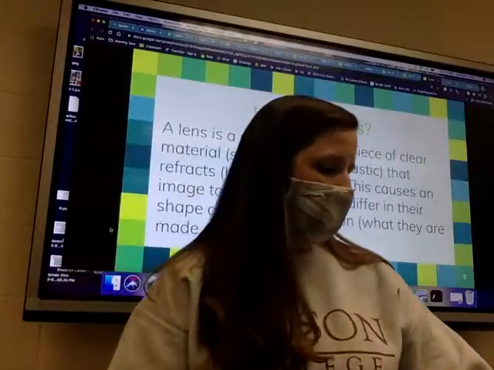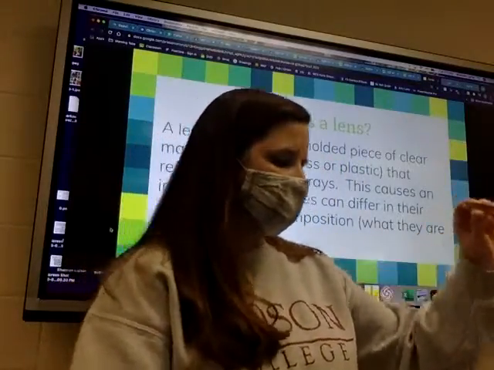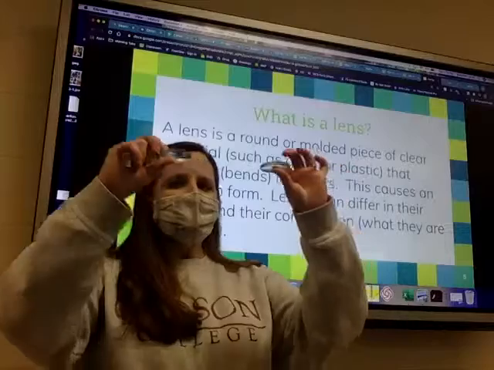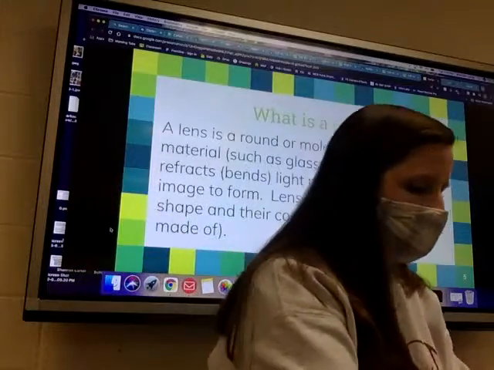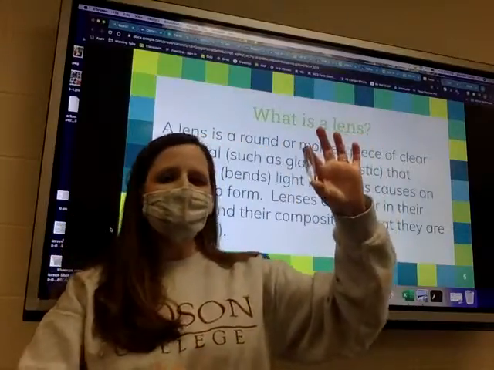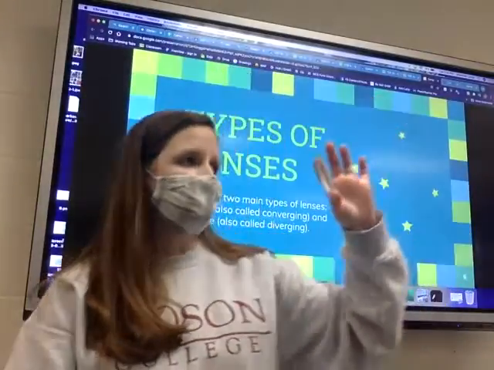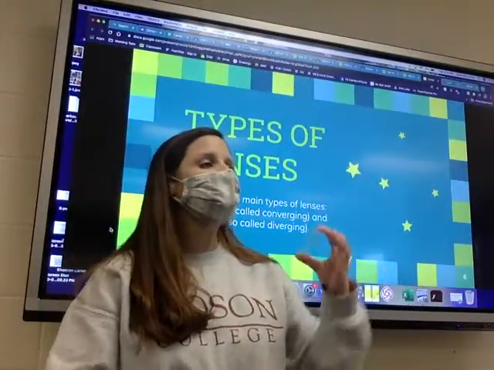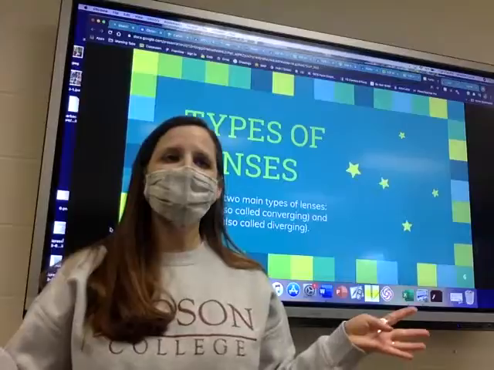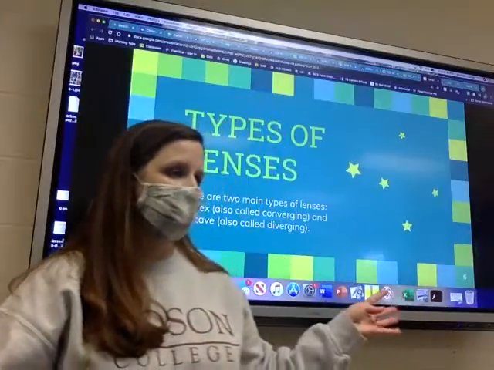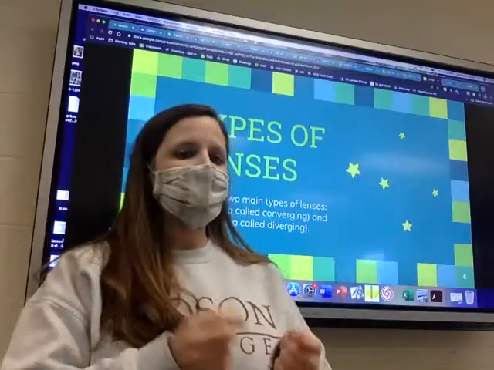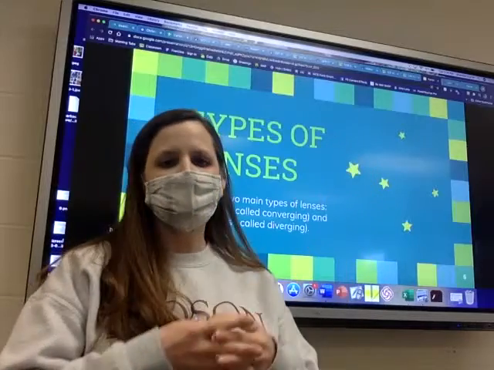Okay, so this is what they're gonna look like, but this is really hard for you to see the shapes of these because this one is convex and this one is concave. Right now I'm not passing these around, so I'm going to show you with the larger ones. This one right here is convex. We also call it converging. What does con mean? To come together. What does diverging mean? To spread apart. You know the movie Divergent? She's different from everyone else. So this one is diverging because it makes the light rays come apart. And this one is converging because it makes them come together.